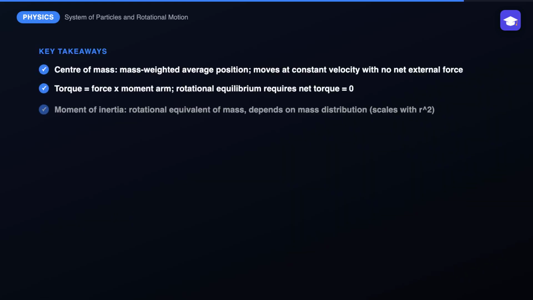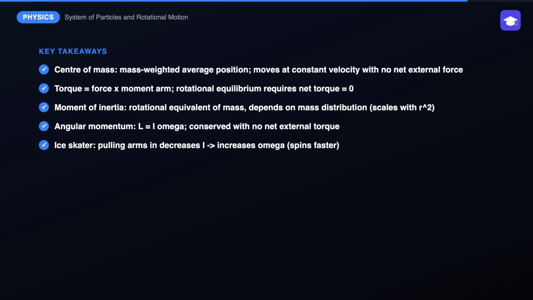Let's recap. The center of mass represents a system's average mass position, moving at constant velocity when no net external force acts, regardless of internal complexity. Torque, force times moment arm, is the rotational equivalent of force, requiring zero net torque for rotational equilibrium. Moment of inertia, the rotational equivalent of mass, depends critically on how mass is distributed relative to the rotation axis, scaling with distance squared, and angular momentum, moment of inertia times angular velocity, is conserved without external torque, beautifully demonstrated by a spinning skater's changing spin rate as they pull in or extend their arms.